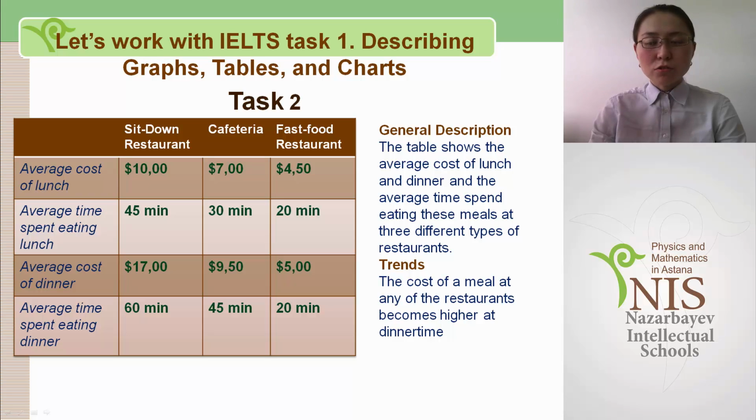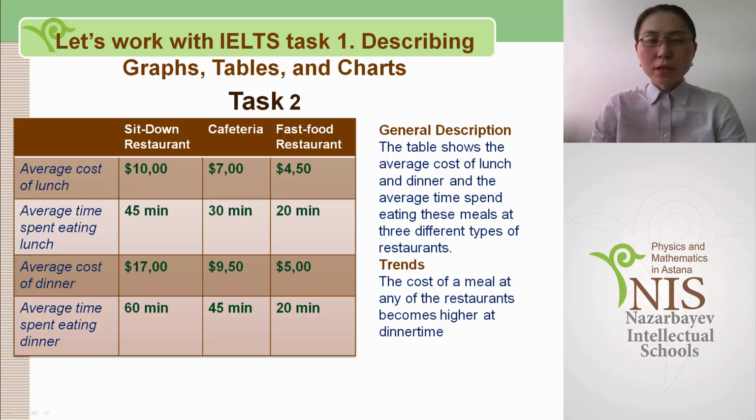Look at the general description and trends of this table. What does this table show? The table shows the average cost of lunch and dinner and the average time spent eating these meals at 3 different types of restaurant, and those types are sit-down restaurant, cafeteria and fast food restaurant. Talking about the general trend, we can see that the cost of a meal at any of the restaurants becomes higher at dinner time.